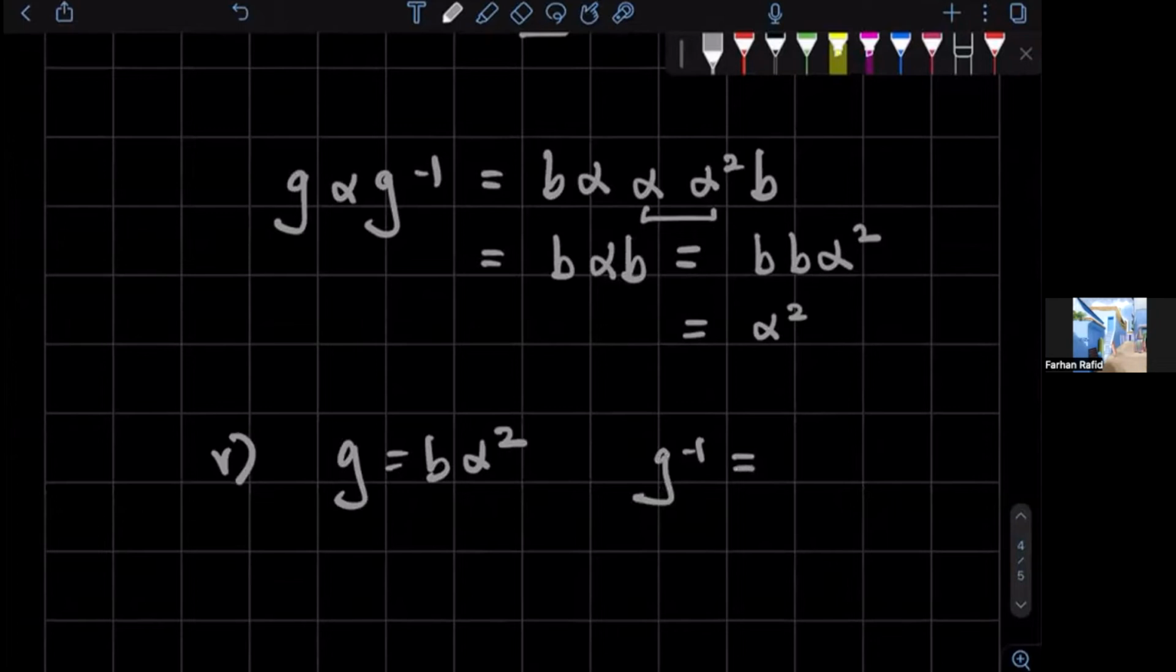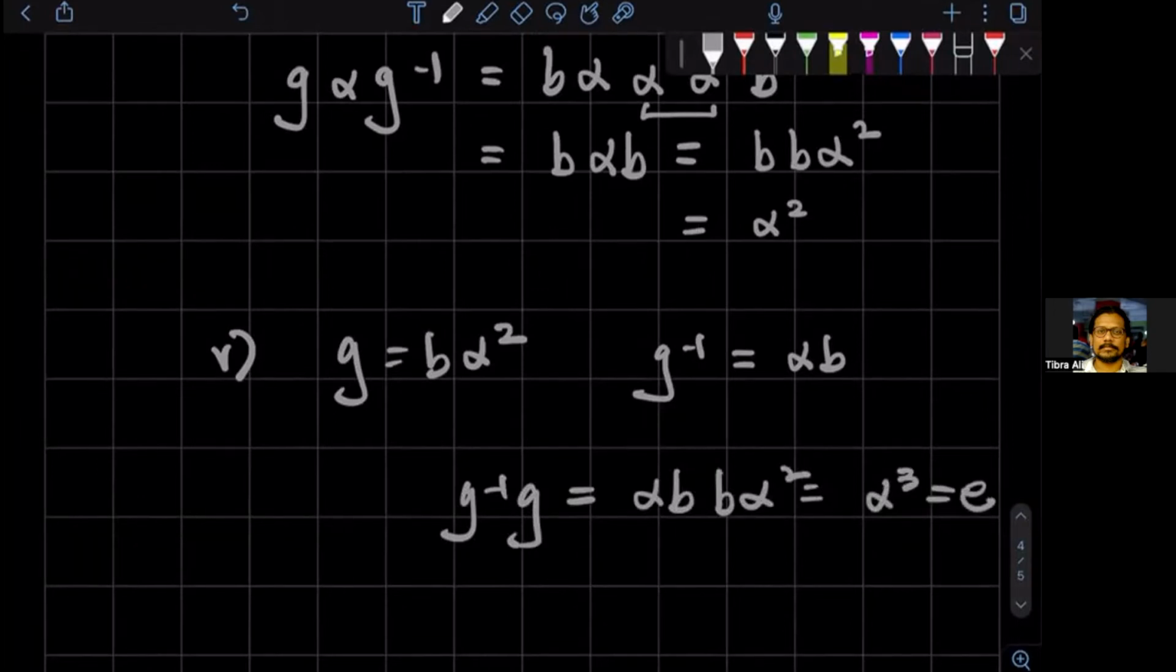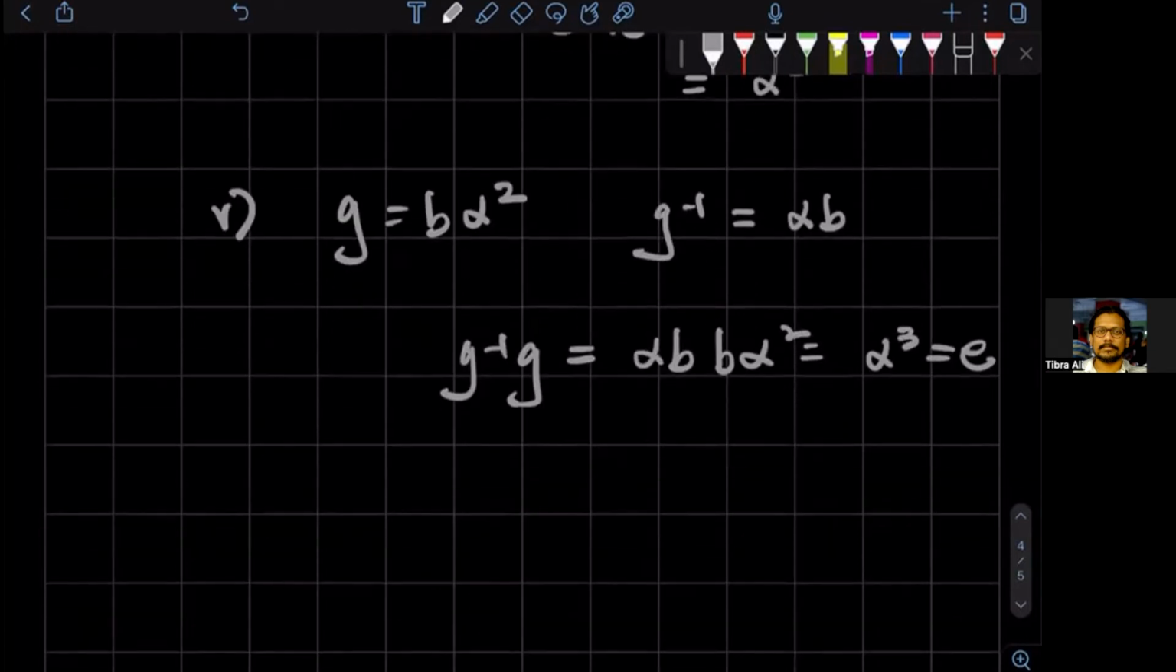Alpha B. Alpha B, right? So G inverse. Let's do G inverse G this time. G inverse G is alpha B, B alpha squared. Of course, B squared is 1, alpha cubed is the identity, so I did this identity. Good. So now if I do G alpha G inverse, I get B alpha squared alpha alpha B.